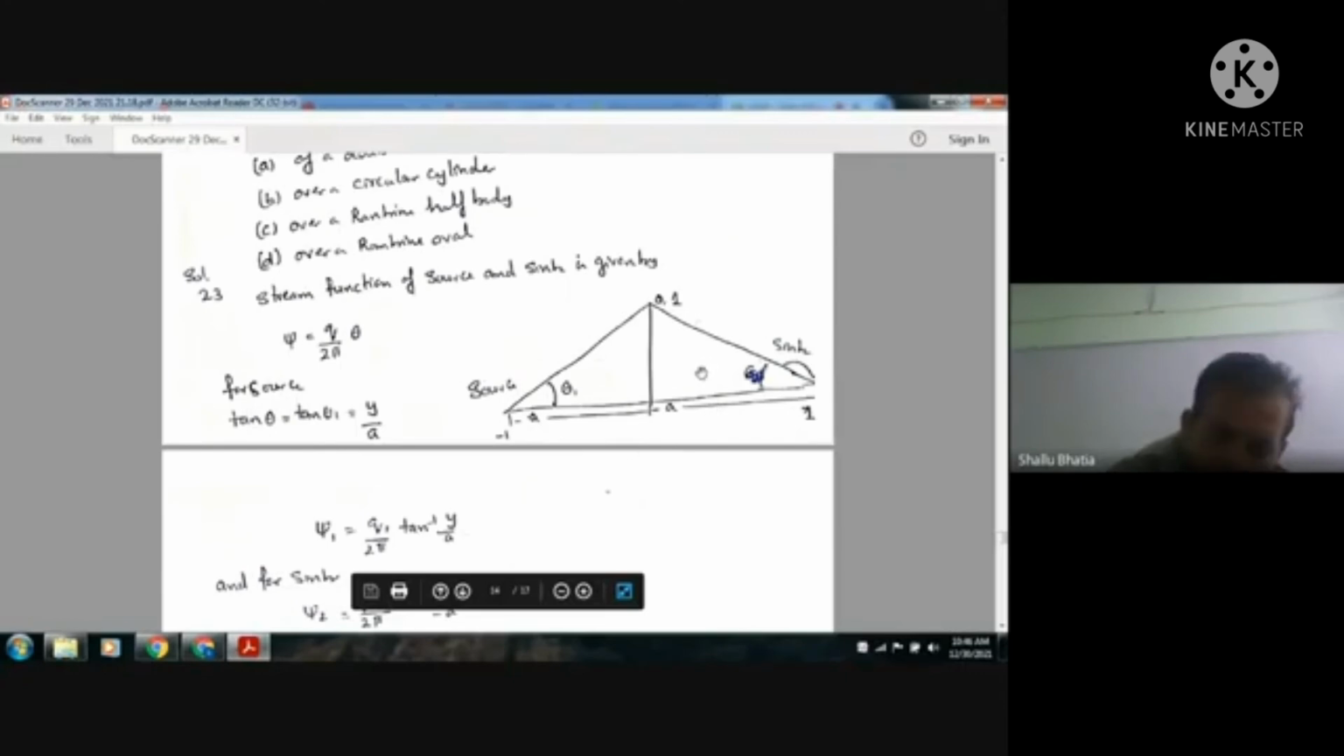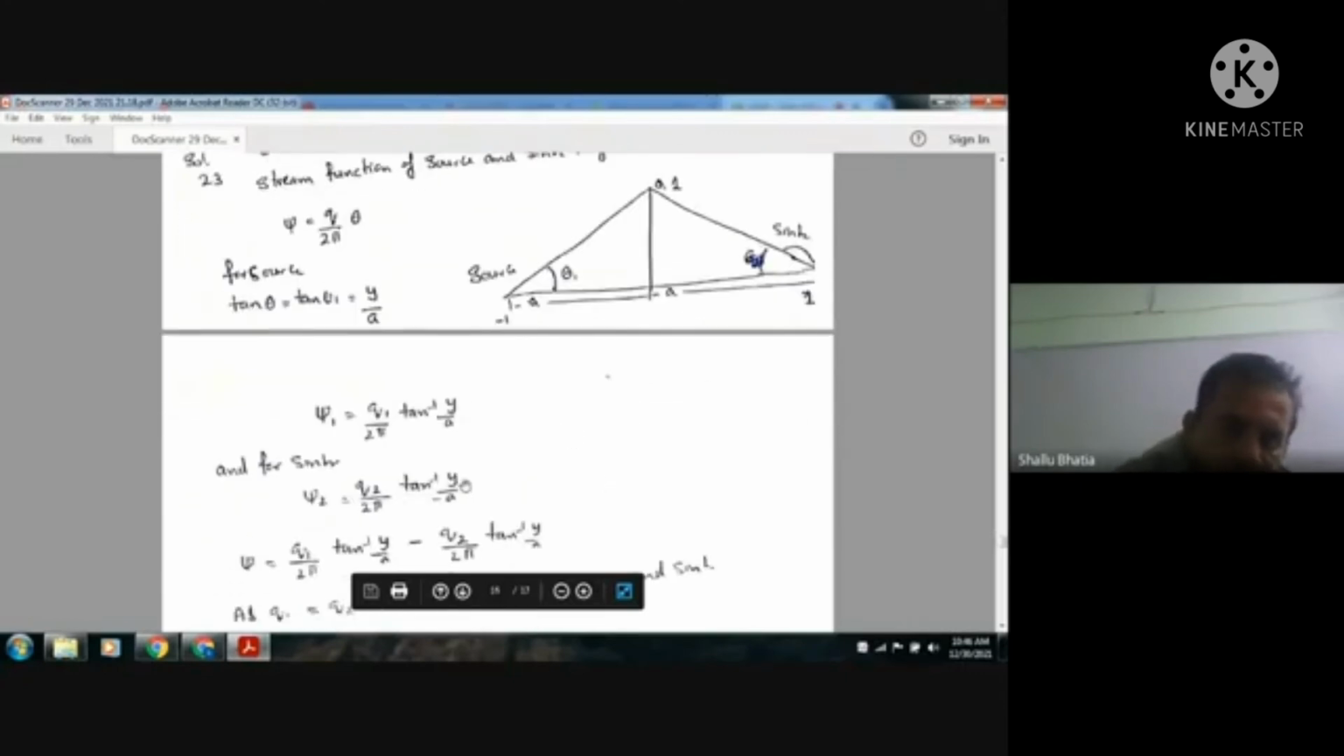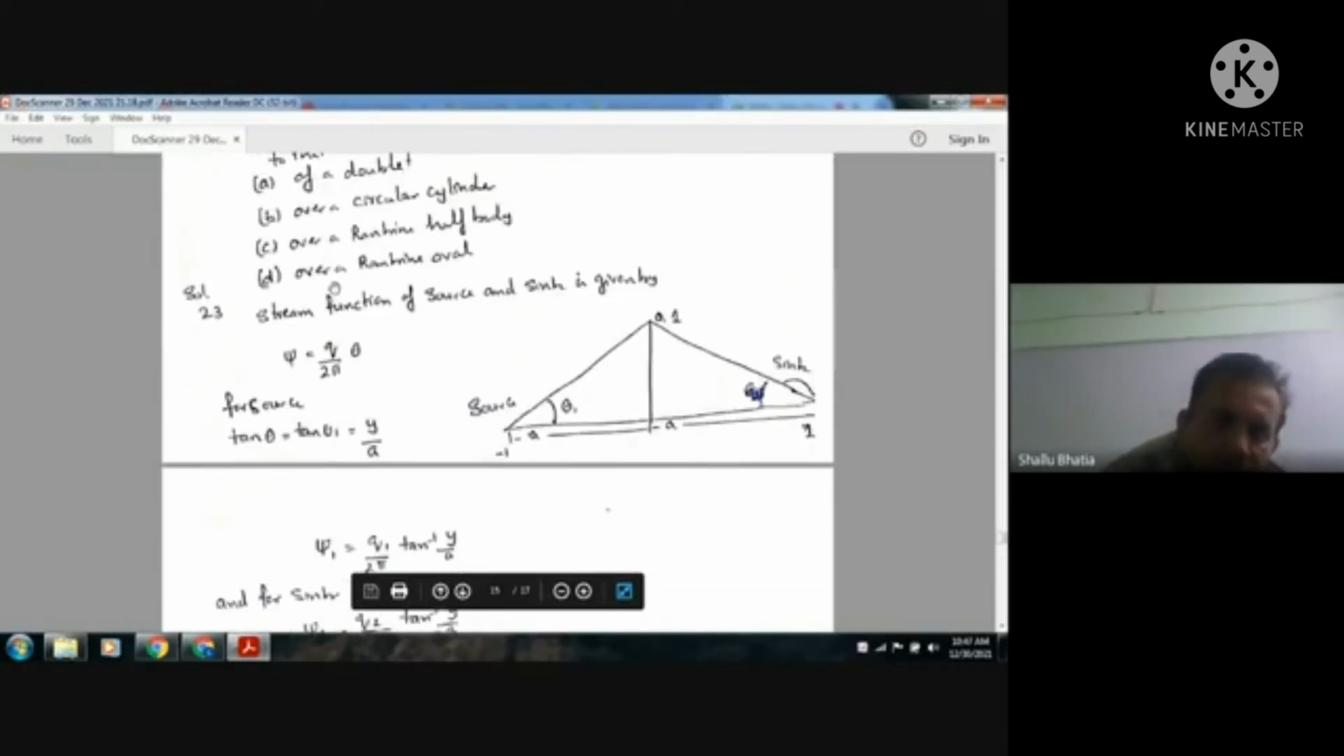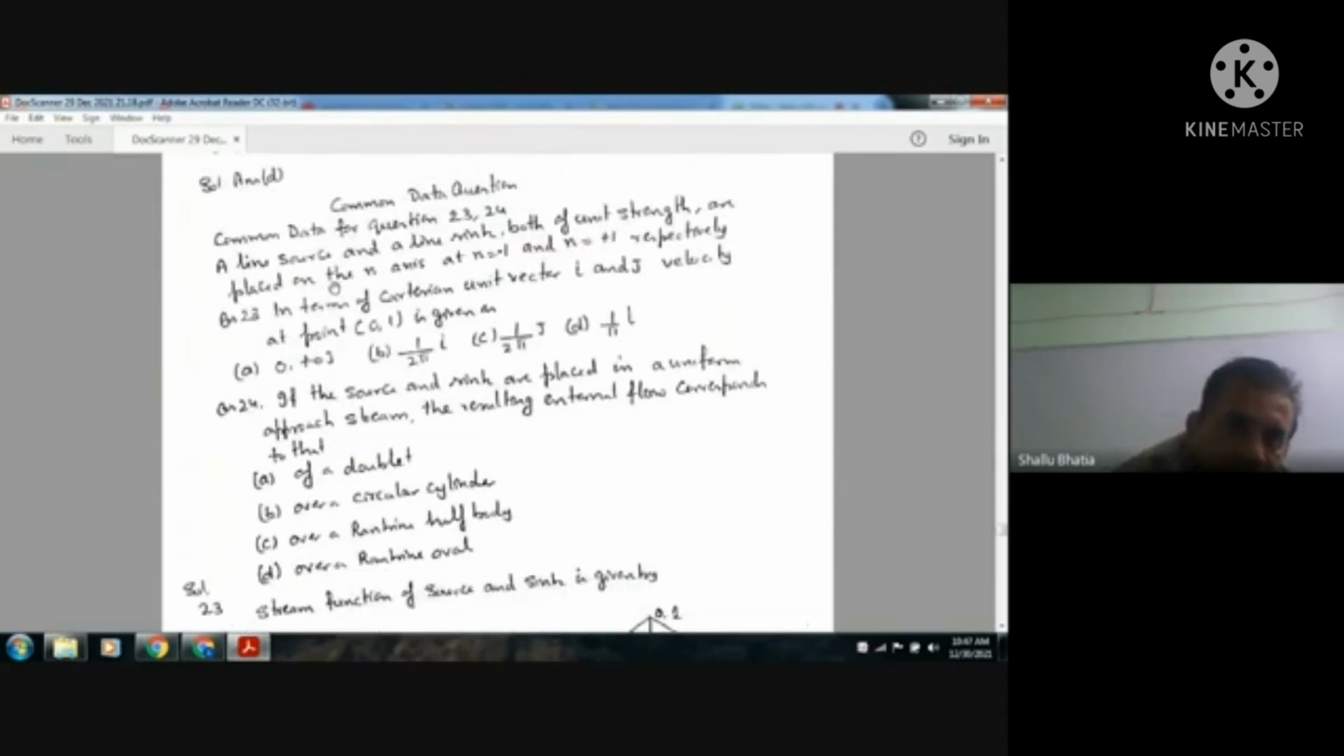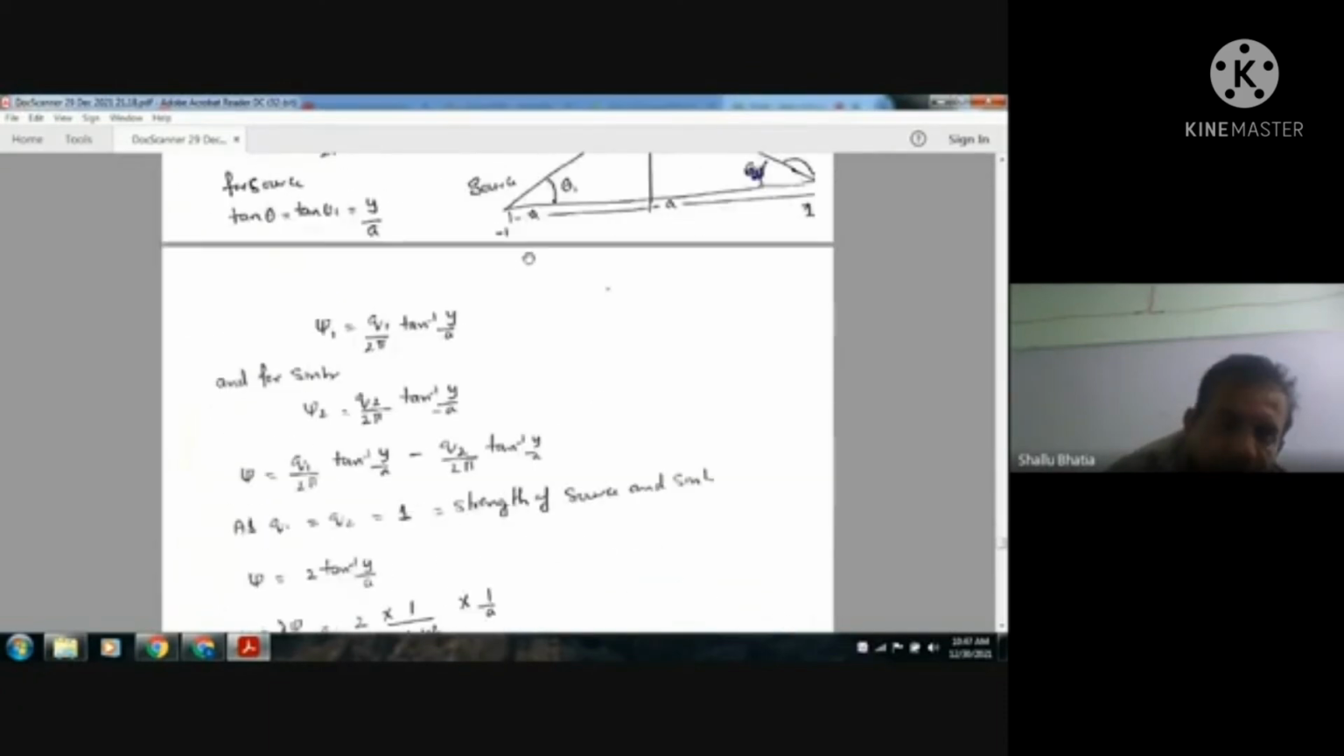Similarly, psi 2 is q2 by 2 pi tangent inverse, and because we have to determine a single expression, we take minus a, so y by minus a. The first is the source, the other is the sink, so we have to extract these two. The strength of the source and the strength of the sink is the same, 1 unit, so q1 is equal to q2.